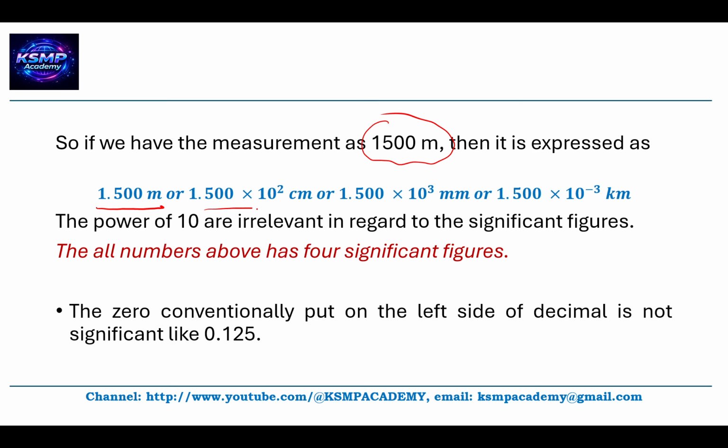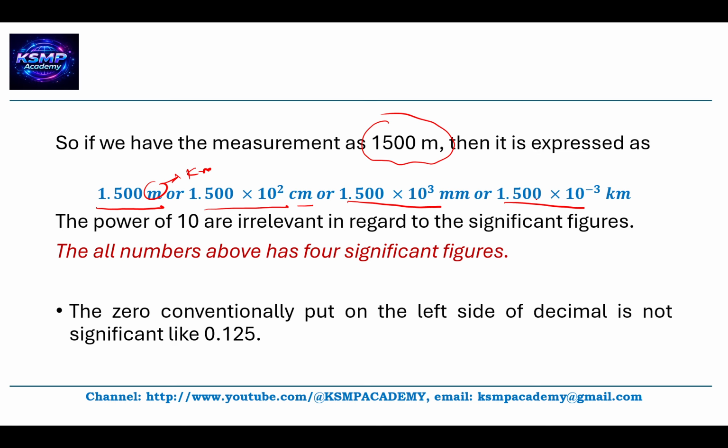One is 1.500 into 10 to the power 2 centimeter, or 1.500 into 10 to the power 3 millimeter, or 1.500 into 10 to the power minus 3 kilometer. So in different ways we can represent it. In scientific notation we are representing the number.